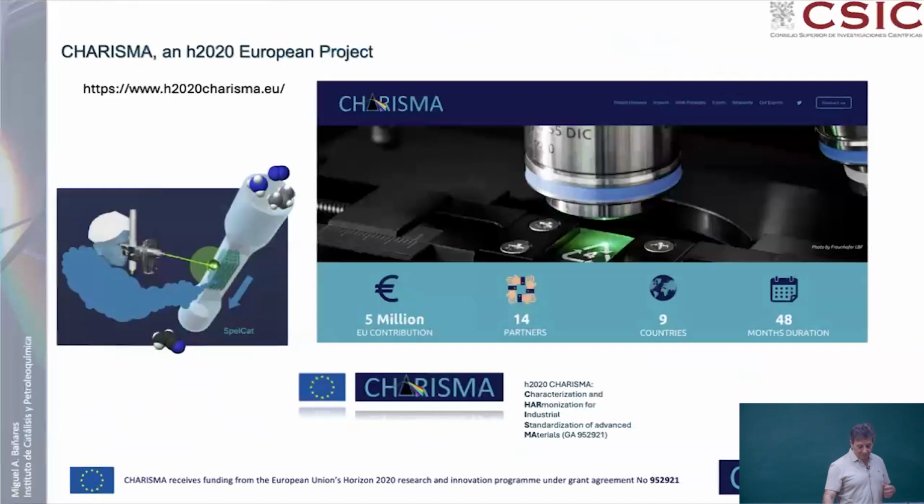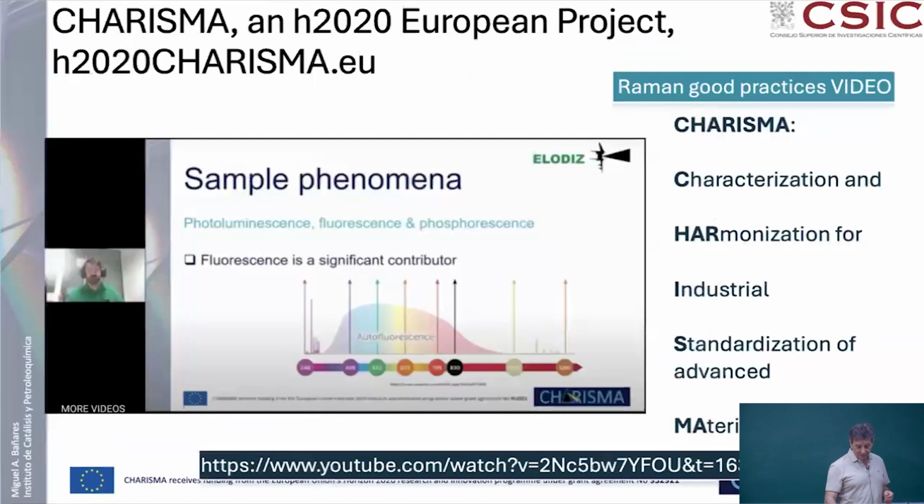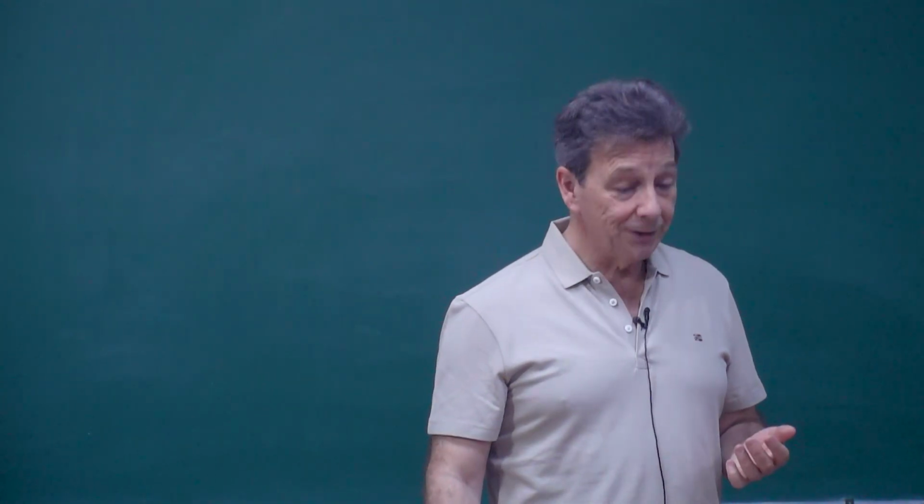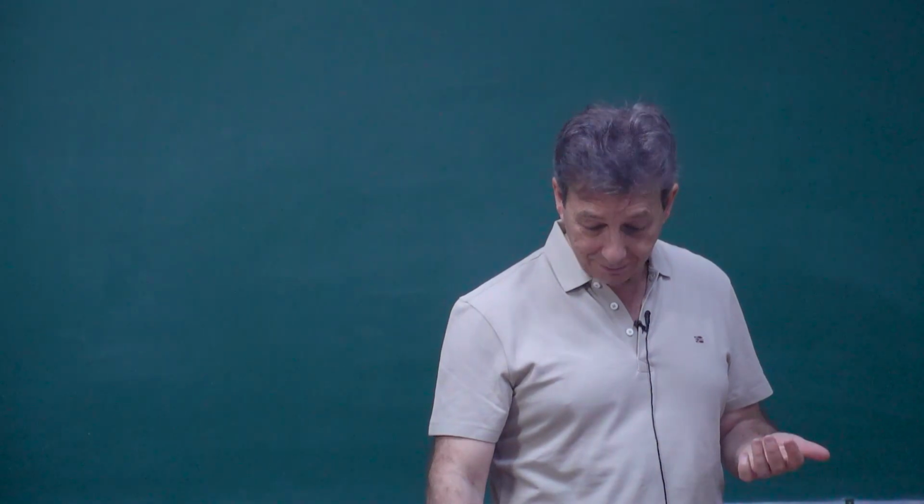So, we have these results in the CHARISMA project, and on the website you can see things. We even have a video tutorial about good practices in Raman. And everything from CHARISMA is a European project, so it's open access, it's free. The papers we made are available over there. And also the tools that have been developed to harmonize the Raman spectra.